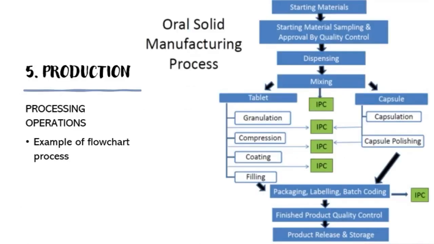This is the example of oral solid manufacturing process. It started with the starting material sampling and approval by quality control, and dispensing and mixing, and finish with the packaging, labeling and batch coding, finished product quality control, and product release and storage.